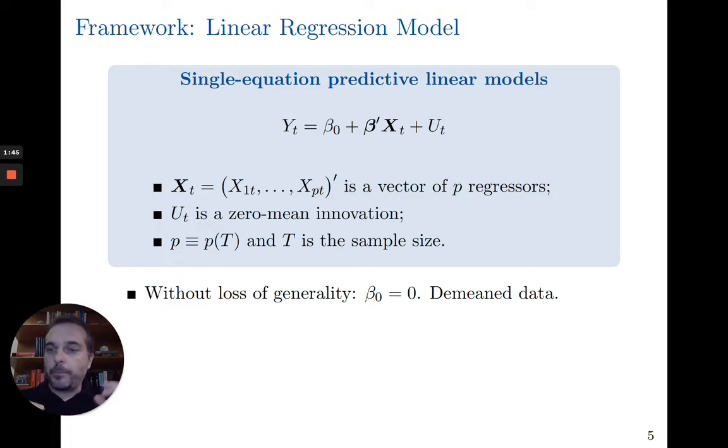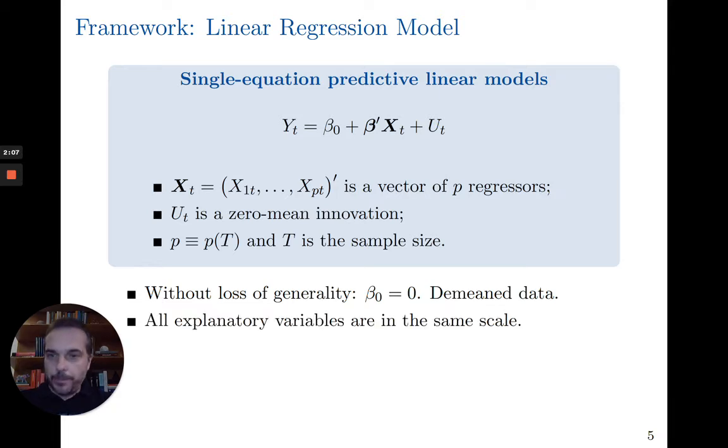And the number of variables depends on the sample size. I have mentioned that to you during our first lecture. So in fact, when I say p, it is p of T, where T is the sample size. Without loss of generality, we are going to set beta naught equal to 0. So we are assuming that we have demeaned data. Okay? And also, all the explanatory variables are in the same scale. So we have standardized the variables. So think about dividing all your regressors by the standard deviation.